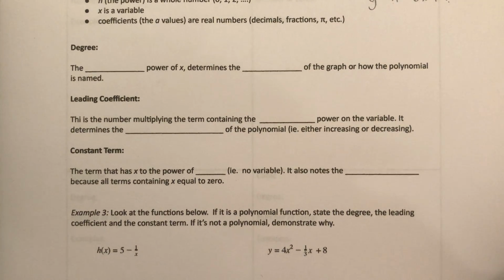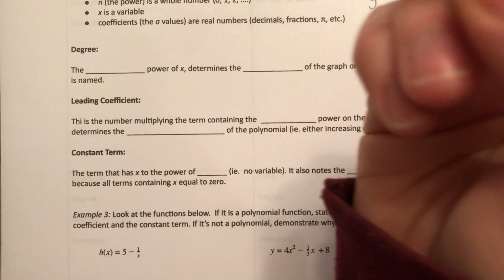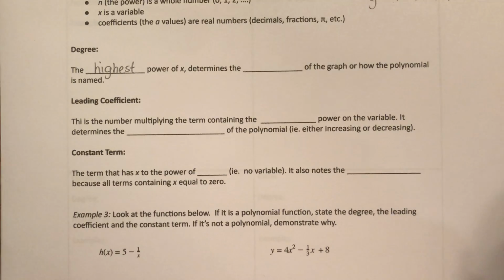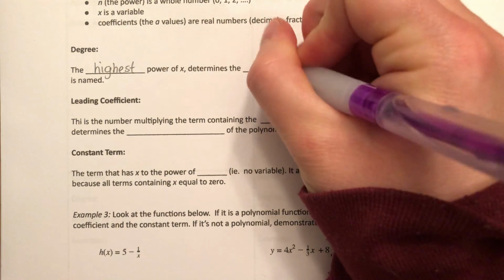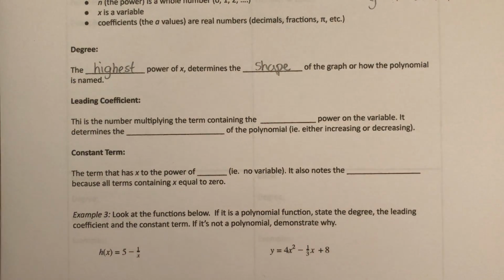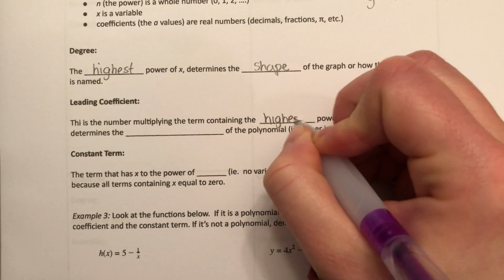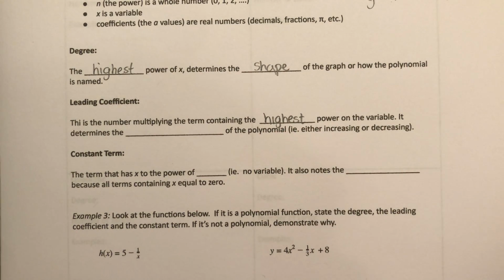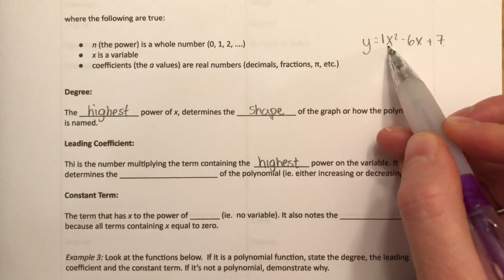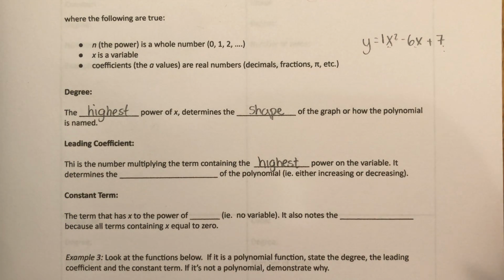In grade 9, you guys talked about the degree of the function. So the highest power on x determines the shape of the graph or how the polynomial is named. Okay, so they each have different names, and we'll talk about them. The leading coefficient is the number multiplying the term containing the highest power in the variable. And generally it should come first, right? The x squared should be before the x, before the constant, but it's not always like that, so we just want to watch out for that.